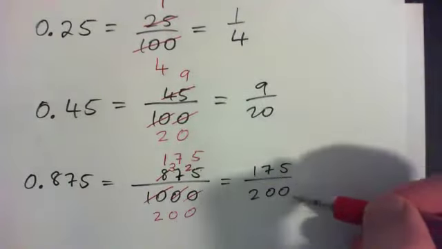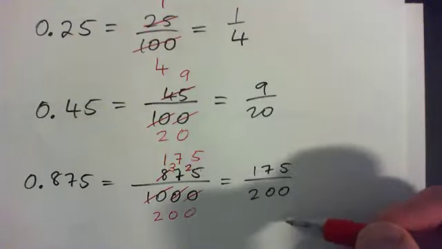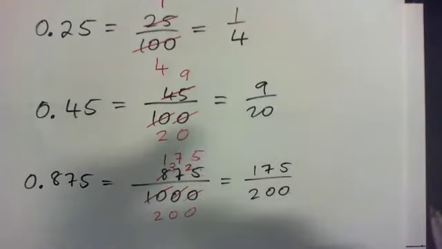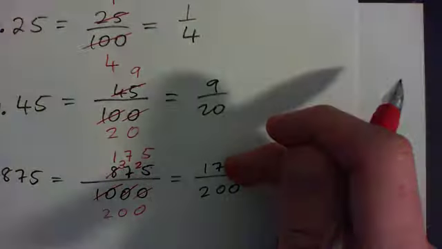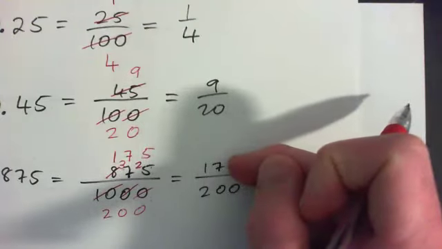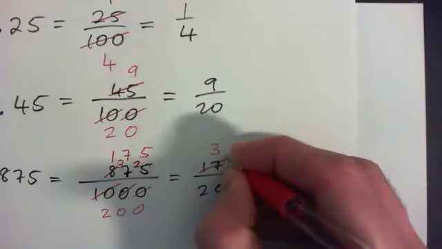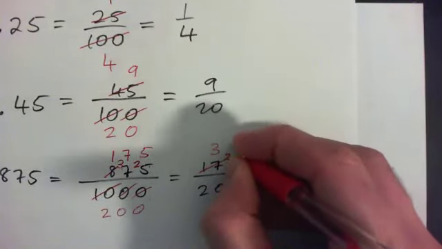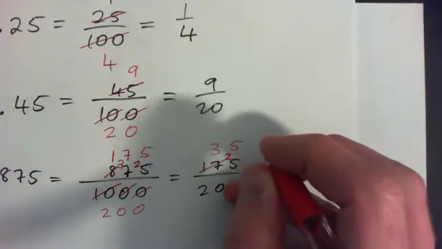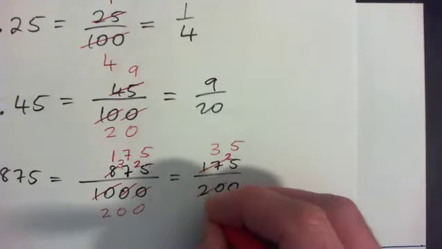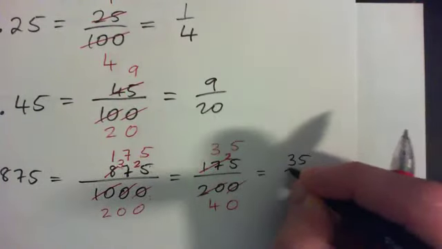And is this in lowest terms? No, because this ends in a 5, this ends in a 0. We can still divide the top and bottom by 5. Or, if you like your 25s, you can do 25. I'm just going to do 5, just in case you don't like using 25s. 5 into 1 won't go, but 5 into 17 goes 3 times. Remainder 2. 5 into 25 goes 5 times. 5 into 20 is 4. And 5 into 0, 0. So we get 35 over 40.